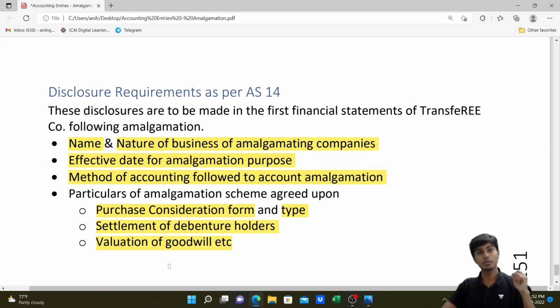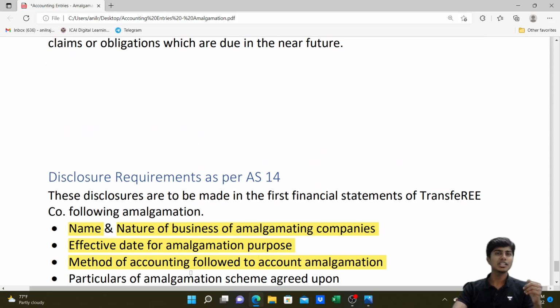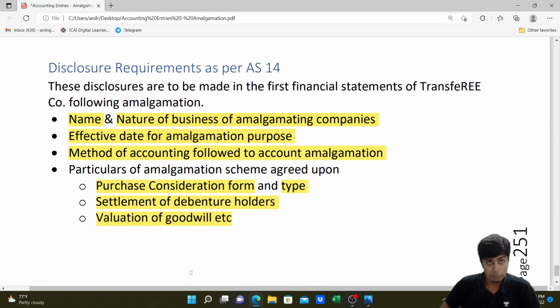What is the number of years purchase that you considered? How many years of average did you take? How did you decide to take so many years of average? What is the basis? All of it needs to be disclosed. And after this, we have to prepare the balance sheet of the transferee company after amalgamation, considering all these entries that we passed.